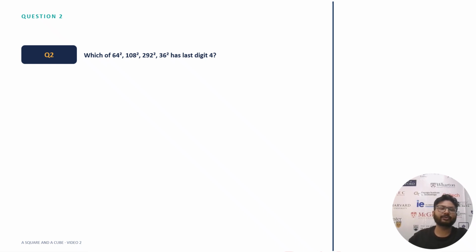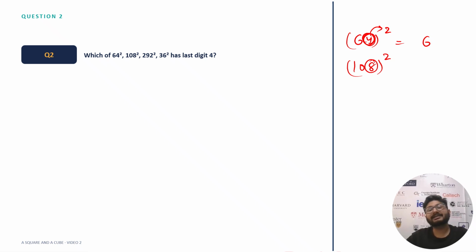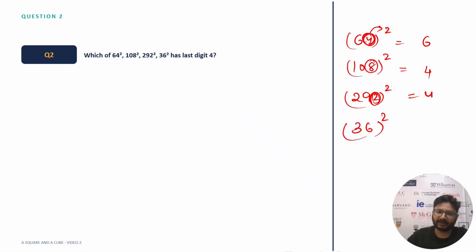Which of 64 square, 108 square, 292 square, and 36 square has last digit as 4? For the last digit calculation, you just see the last digit of the original number. So if I take 64 square, I'll just look at 4 square. 4 into 4, 16. So the last digit is 6. 108 square. 8 into 8 is 64. So the last digit is 4. 292 square. I'll just focus on the unit digit. 2 square is 4. And finally 36 square. 6 into 6, 36. So the last digit is 6.